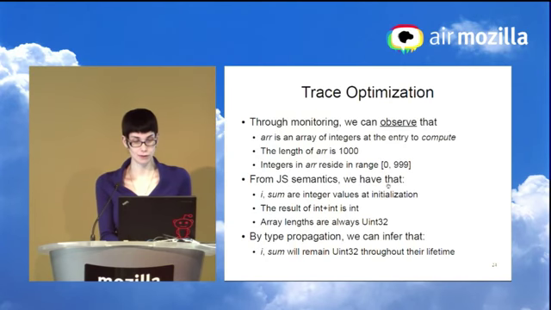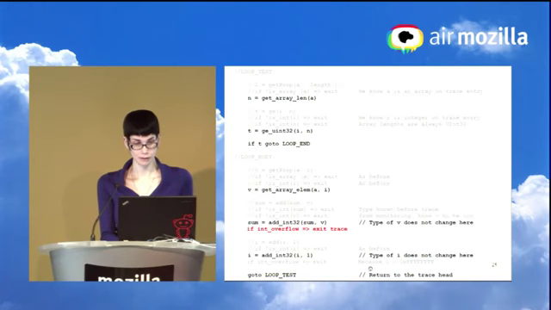And from the semantics of JavaScript, we have that I and sum are integer values at their initialization points at the beginning of the function. The result of adding an integer and an integer is also going to be an integer. And array lengths are always unsigned integers that fit within 32 bits. So by propagating the types over the trace and doing a very simple analysis, we can conclude that I and sum will remain unsigned 32-bit integers throughout their lifetime. So quite possibly we can get rid of a lot of these guards.